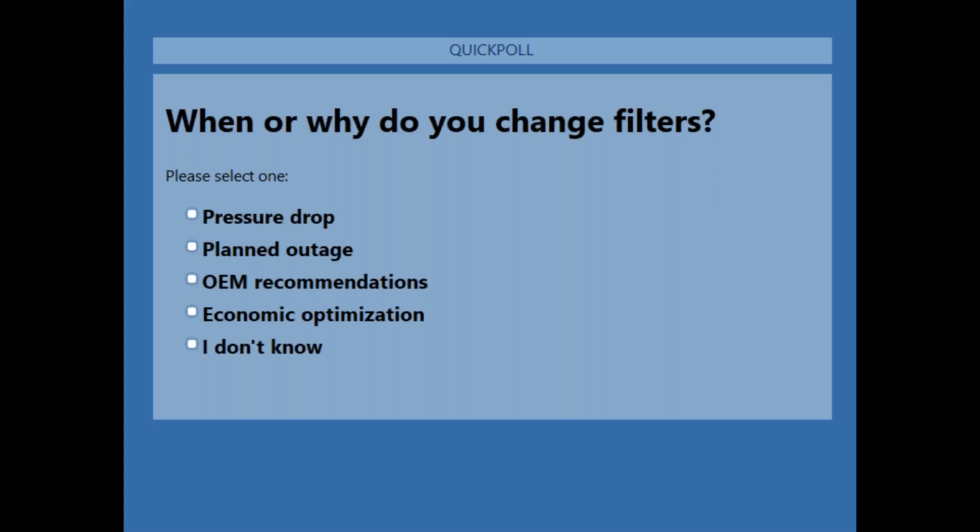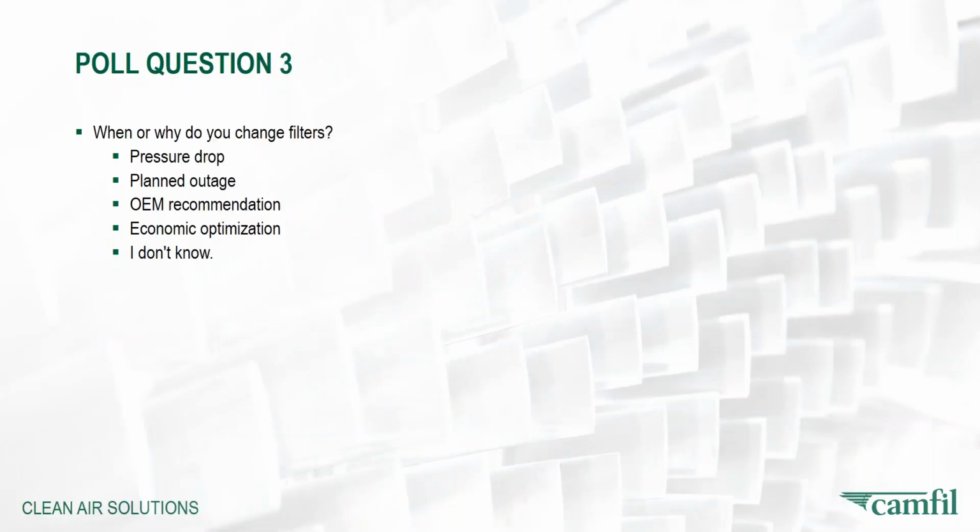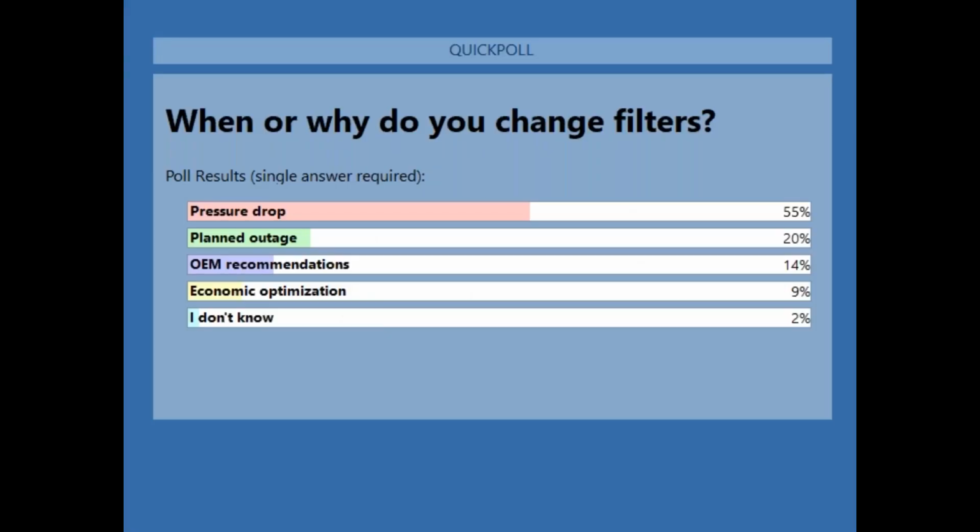Okay. Yeah, absolutely. As you said, it's kind of a newer concept, and there are at least a few people who clicked that response as I see the results coming in. Thank you for participating in the poll. And as you can see from the results here, I'm a little surprised, Tom. 55% of the people are changing on pressure drop. My experience has been a lot of folks, at least in North America, tend to be changing on a planned outage. Sometimes they correspond with the pressure drop, but oftentimes they don't.